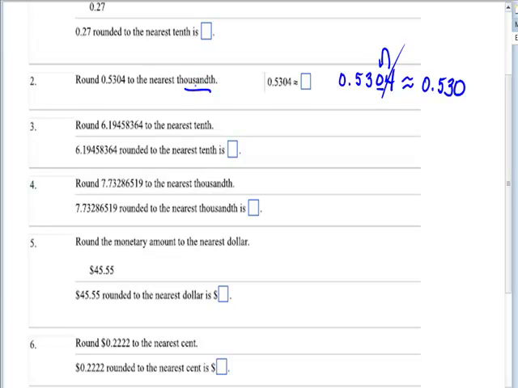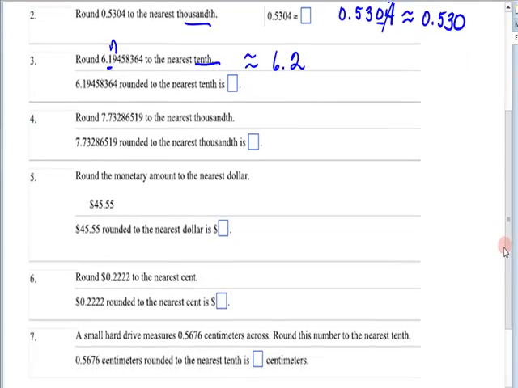All right, number 3. Wow, I don't think I'm going to recopy this. It's a very long decimal, and I'm supposed to round to the nearest tenth. All right, the tenths is right here. There's a 1 sitting in the tenths place, but it is the 9 that tells me what to do. And it tells me to round up, so this will be 6.2. 2 is sitting in the tenths place.